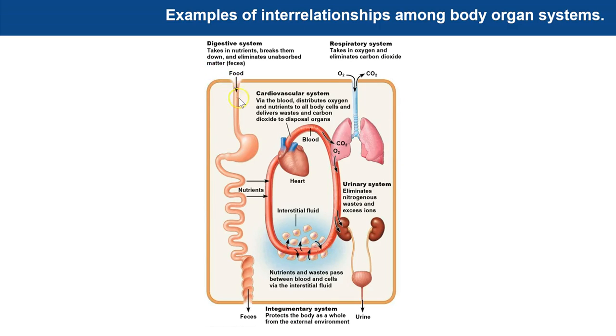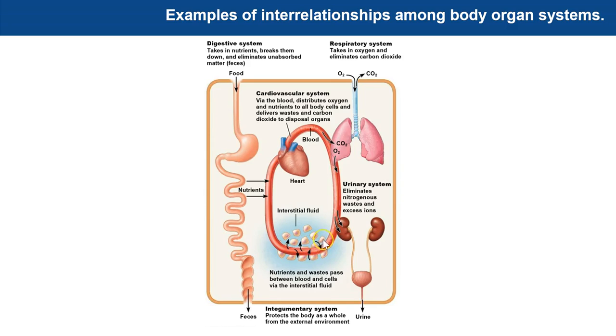We take in nutrients through our digestive system, which breaks them down, and then the nutrients are absorbed by our cardiovascular system. Our blood, which absorbs nutrients from the digestive system, spreads the nutrients throughout our body to the cells, and the cells use these nutrients for metabolism and make some waste products like carbon dioxide.